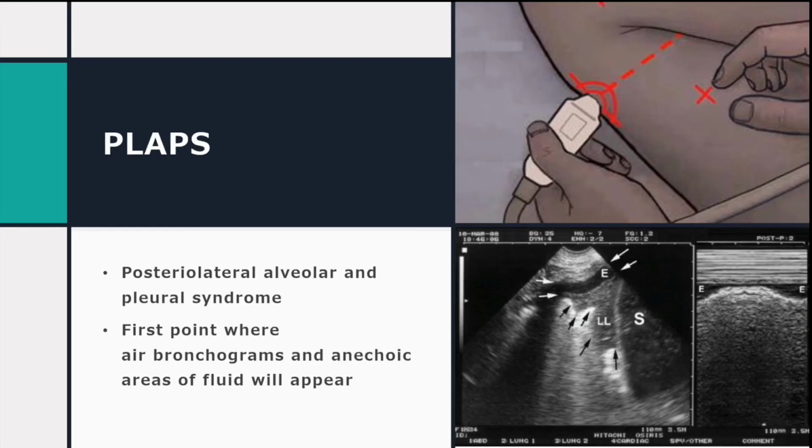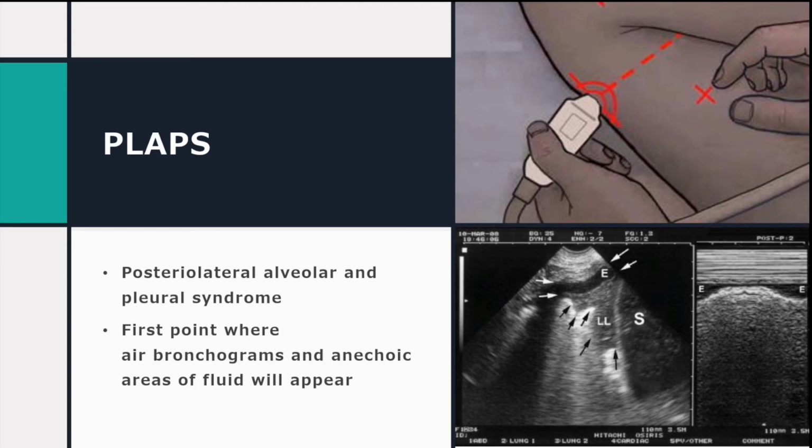So this stands for the posterior lateral alveolar and pleural syndrome point. That would be the zone 3 that Jorden was alluding to at the beginning of the presentation, where you move your probe over to this kind of posterior lateral section. And that's where we would see things such as consolidation, or we could see anechoic areas that would indicate maybe pleural fluid.